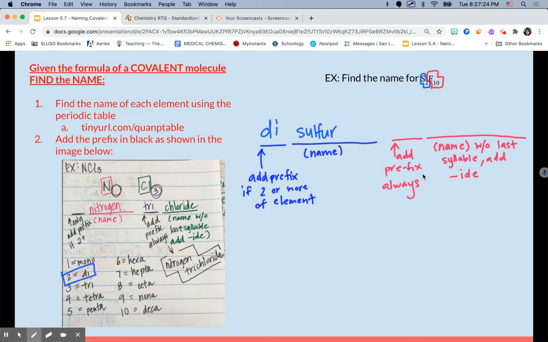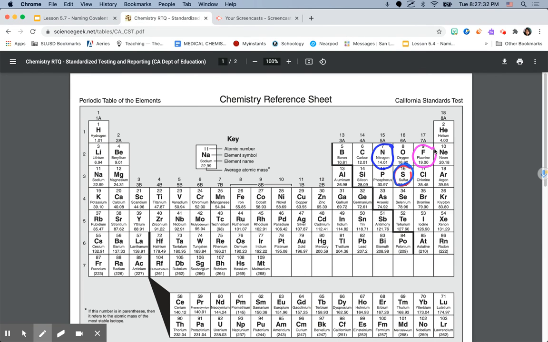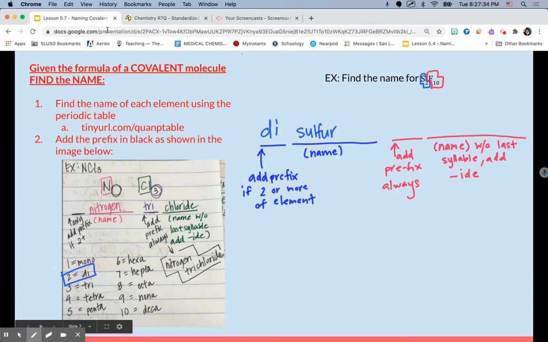For the second element, F, what is F? Checking your periodic table, F is still called fluorine. I'm going to drop the last syllable, so fluorine is going to be fluoride. How many F's do I have? I have 10 F's. So the prefix for the number 10 is going to be deca. So my full name for this one is going to be disulfur decafluoride.